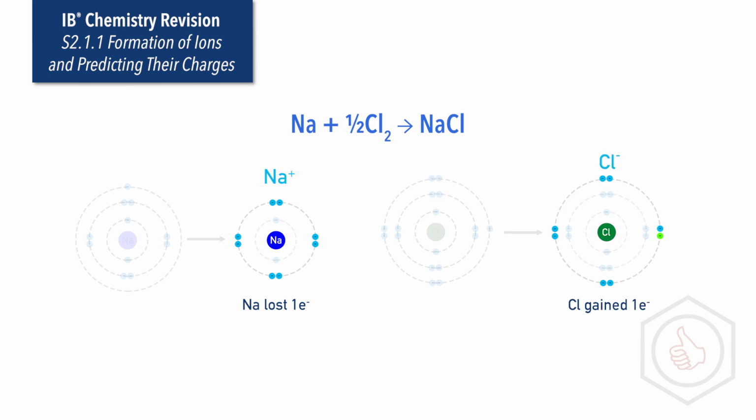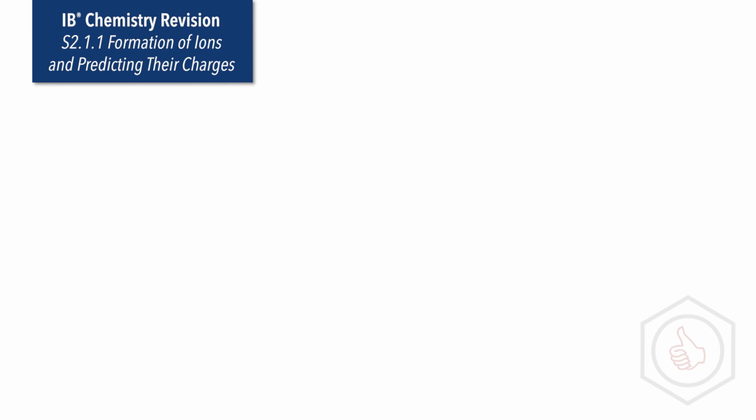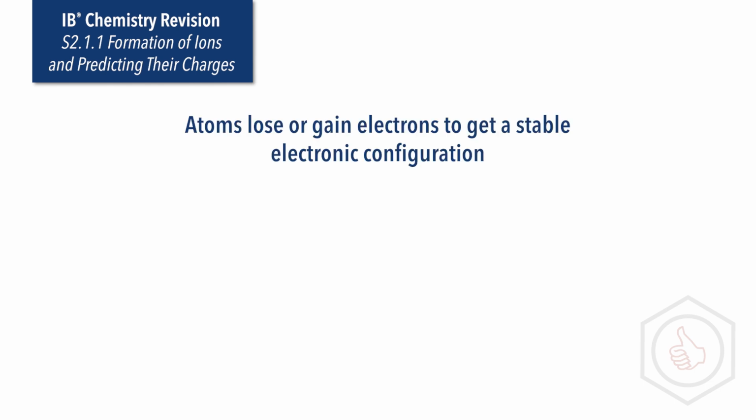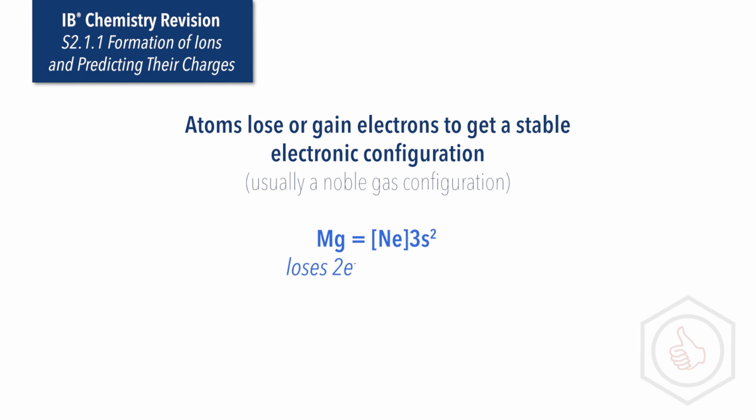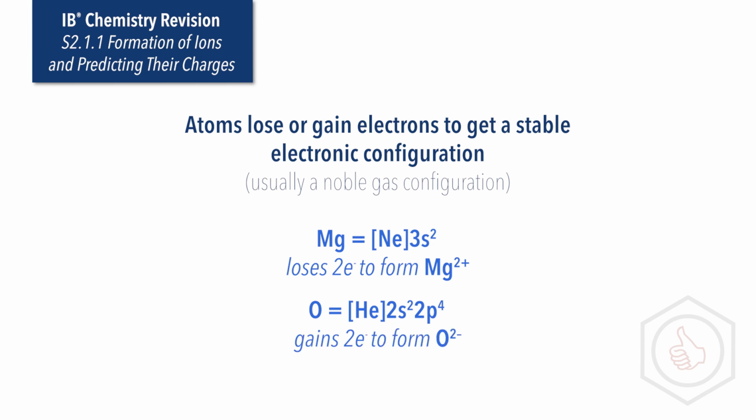Atoms of elements lose or gain electrons to achieve a stable electron configuration, usually a noble gas configuration. The most likely charge of an ion can be predicted from how many electrons an atom is likely to gain or lose. For example, magnesium has an electron configuration of [Ne]3s2, and so readily loses 2 electrons to form Mg2+. Oxygen has an electron configuration of [He]2s2 2p4, and so readily gains 2 electrons, forming O2-, with a configuration of [He]2s2 2p6.